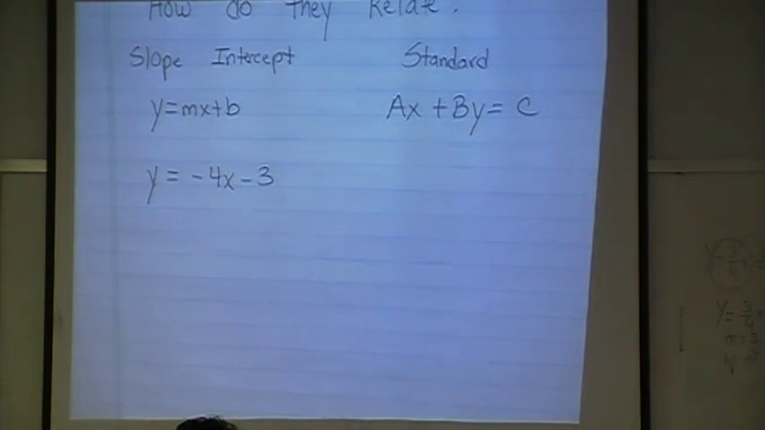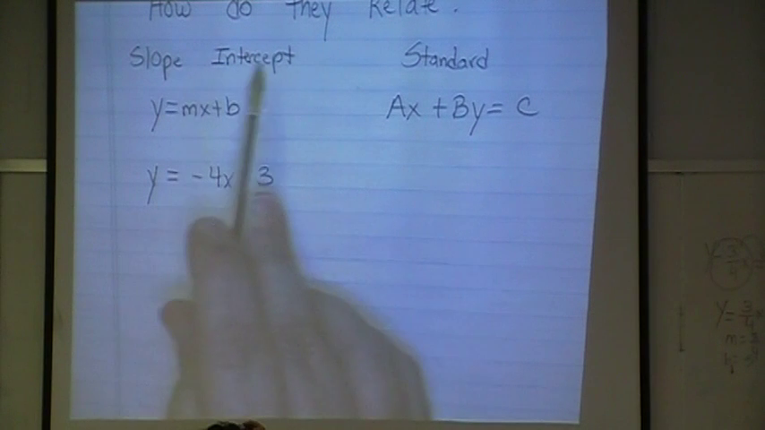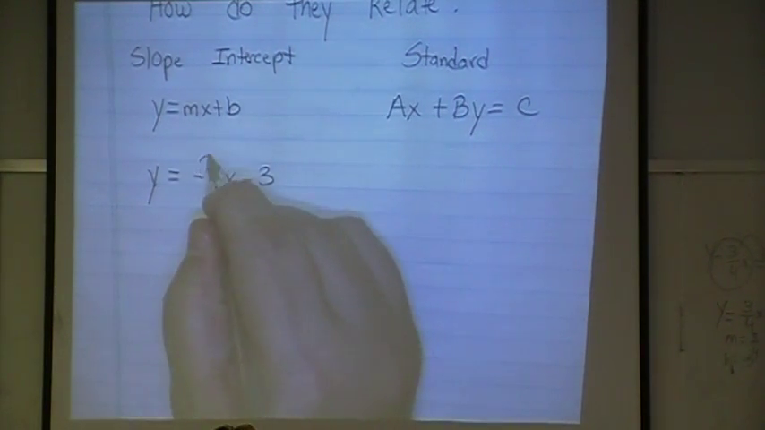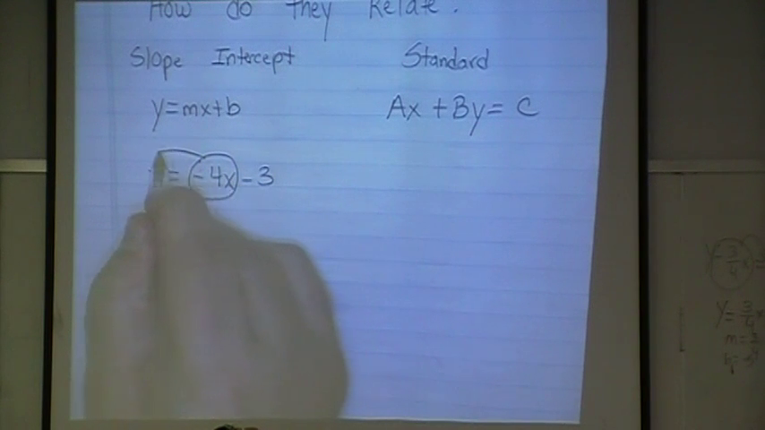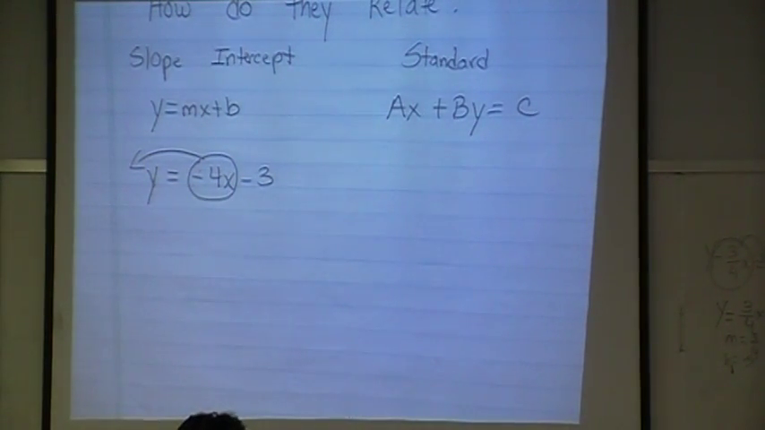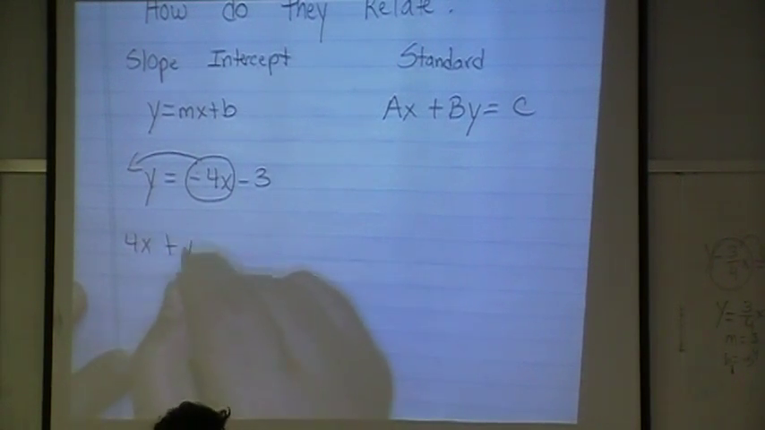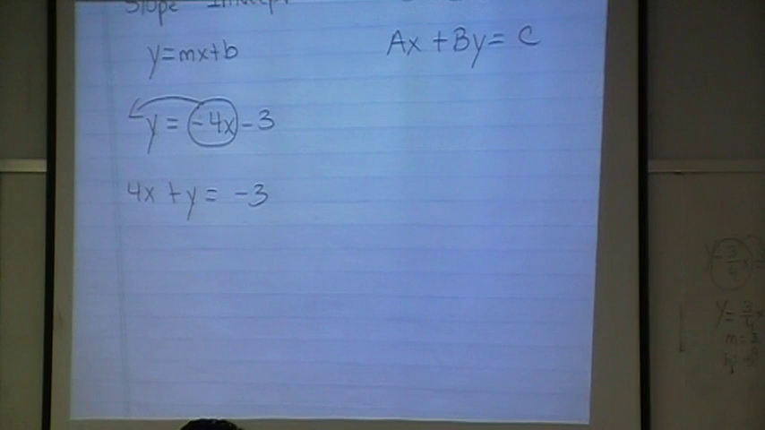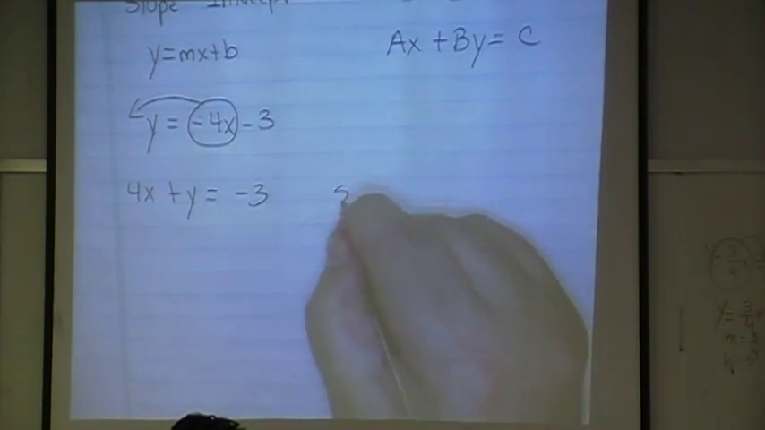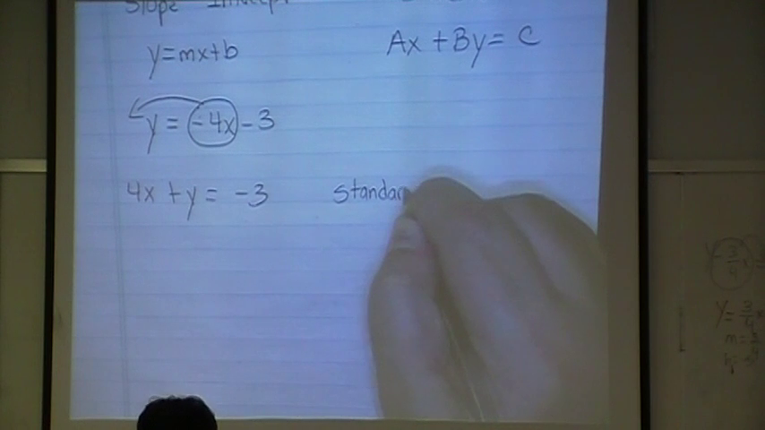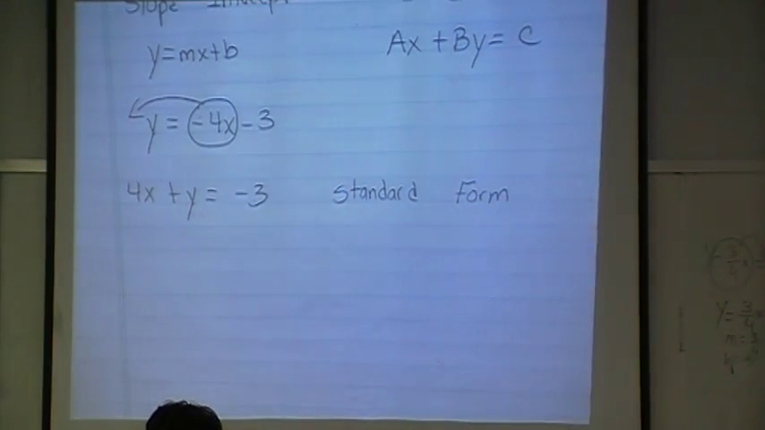I want you to watch something. I'm going to change slope-intercept form into standard form. Standard form says the x comes first, so I need to move that x to the other side. What happens when I move something to the other side? Change your sign. So I now have 4x plus y equals negative 3. It's now in standard form. Now that one was sweet because I did it in one move. It doesn't always happen that way, okay?